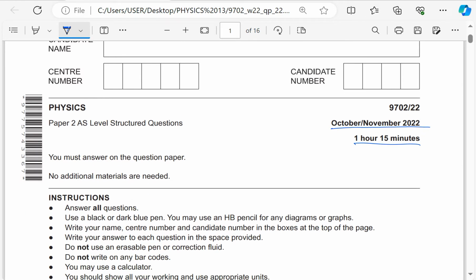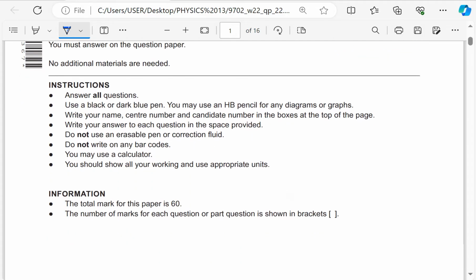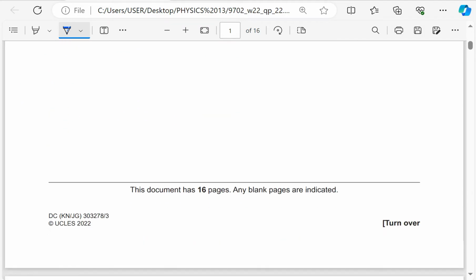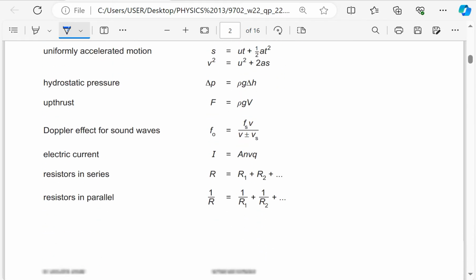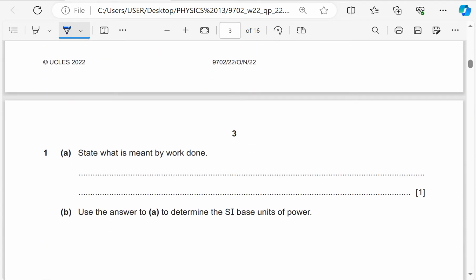I'll try my level best to keep time. I'll not go through the instructions. You can go through the data given. You can also check through the formula given. I'll go straight to question number 1.